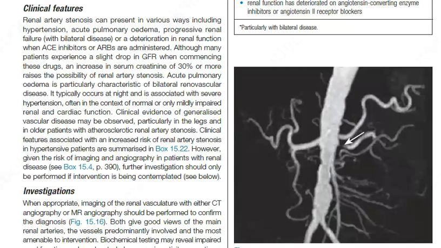Acute pulmonary edema is particularly characteristic of bilateral renovascular disease. It typically occurs at night and is associated with severe hypertension, often in the context of normal or only mildly impaired renal and cardiac function. Clinical evidence of generalized vascular disease may be observed, particularly in the legs and in older patients with atherosclerotic renal artery stenosis.